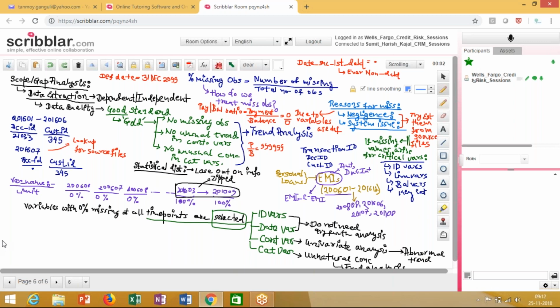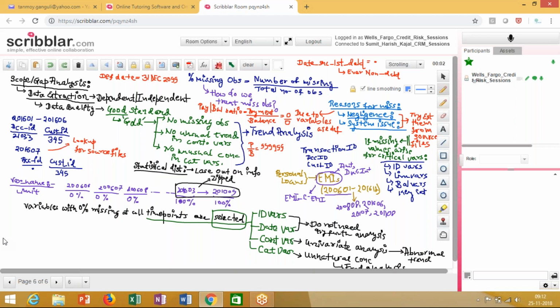In the last class, we did a very quick recapitulation first of what we had done, which incorporated the three stages that we had talked about: the scope analysis, the data extraction, the challenges associated with data extraction, and we had started our discussion on the data quality, right?